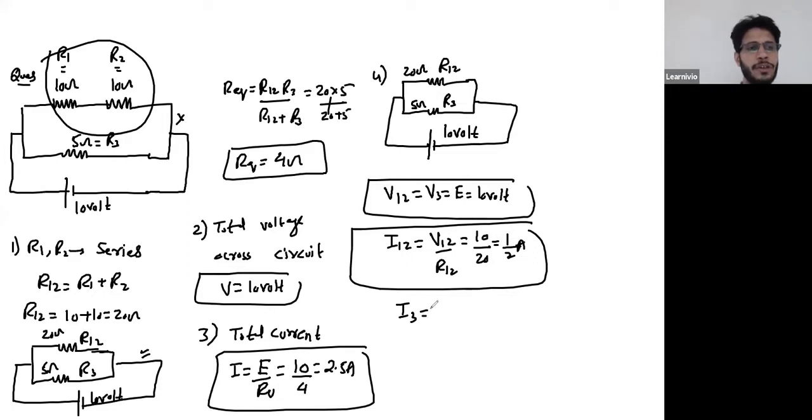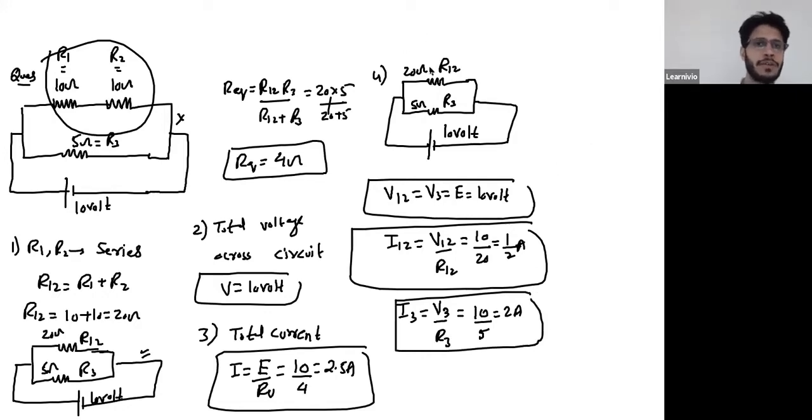What would be I3? Fatma? V by R3. How much is V3? 10. And what is R3? 5. It comes out to be 2.